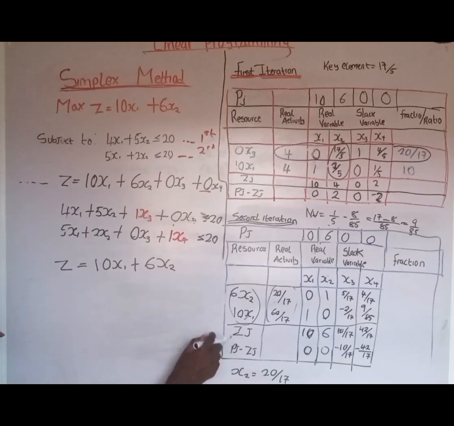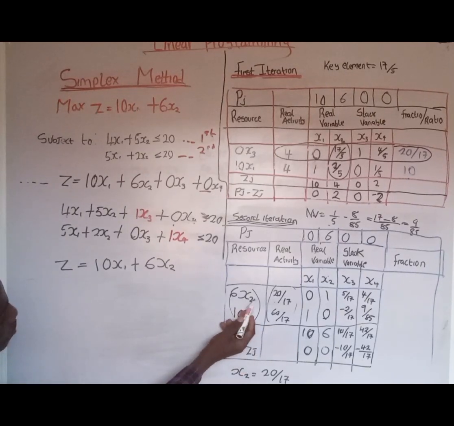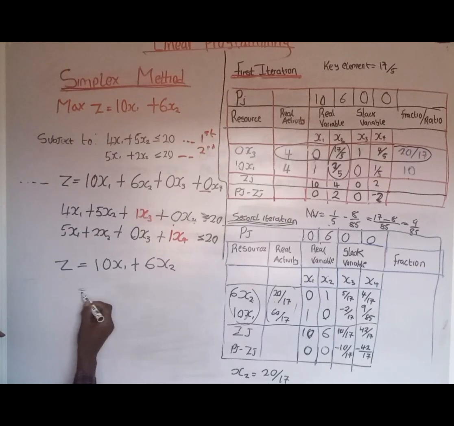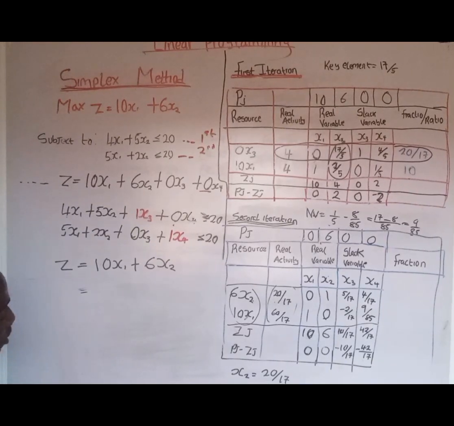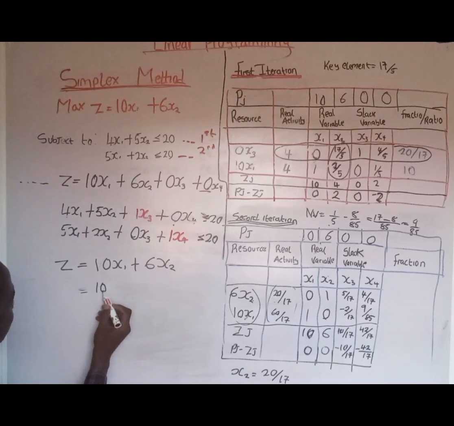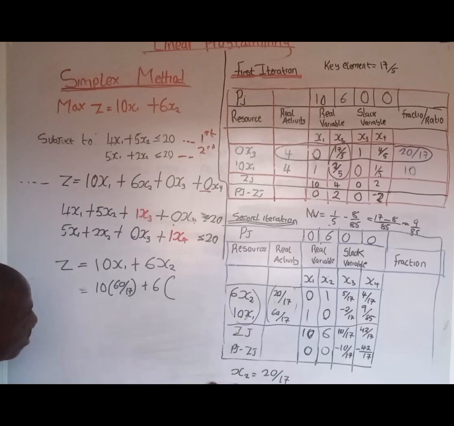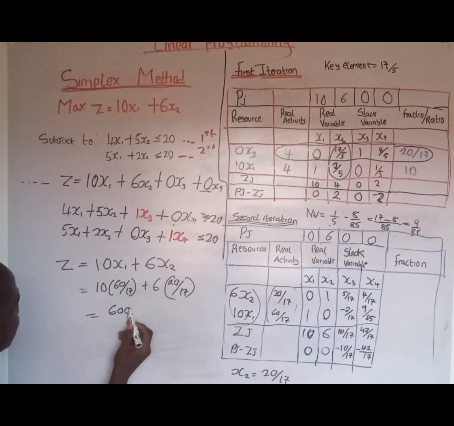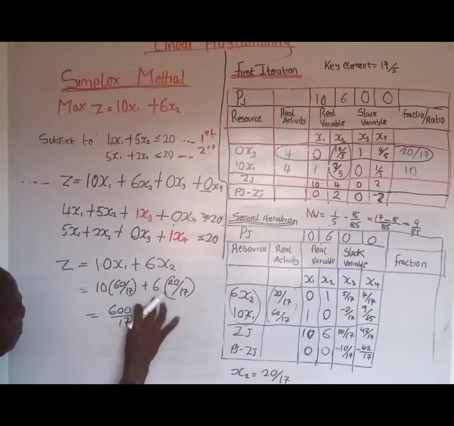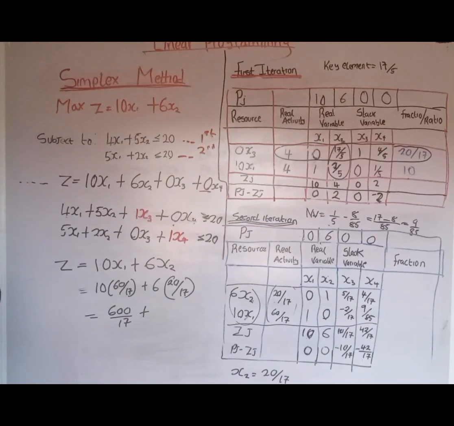Substitute the values of x1 and x2. x1 is 60 over 17, and x2 corresponds to 20 over 17. I'm going to have 10 into bracket 60 all over 17 plus 6 into bracket 20 over 17. So 10 multiplied by 60 is 600 over 17, plus 6 multiplied by 20, which is 120 over 17.